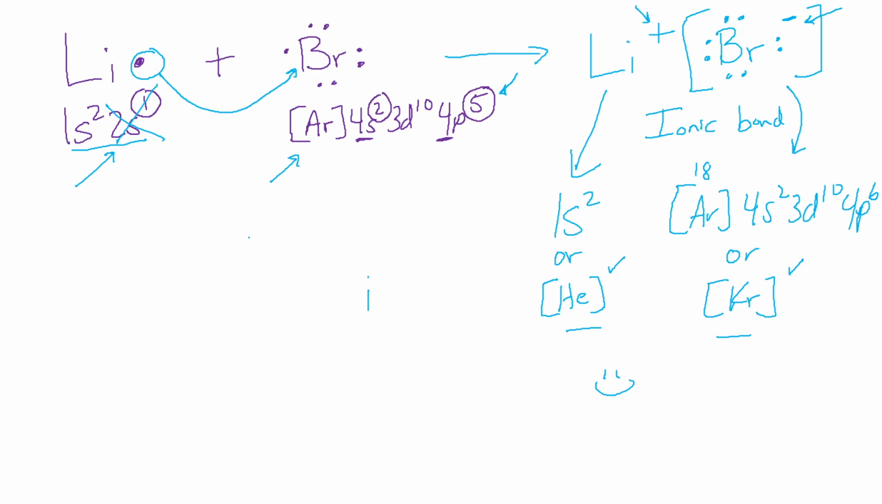They are what are sometimes referred to as being isoelectronic with a noble gas. So lithium with a +1 charge and helium are isoelectronic with each other. Bromide and krypton are also isoelectronic.